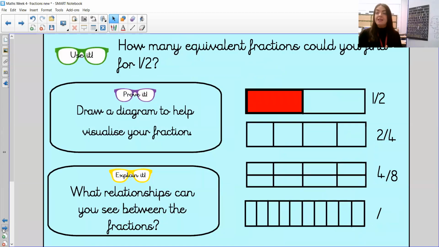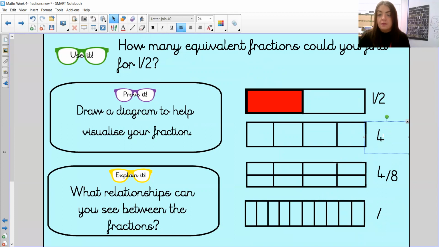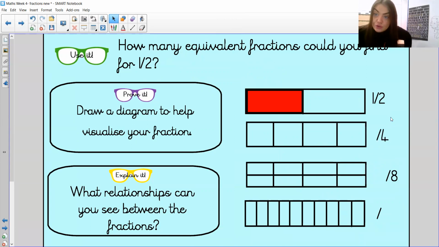Fabulous. So we're going to continue with this focus of finding equivalent fractions. So the same amount, the fractions that give you the same amount of that whole. Okay, so they will have different denominators, they'll have different numerators, but they're still going to give you the same amount of that whole. So here you can see I've already shown you a half.